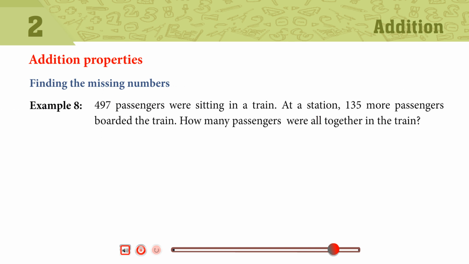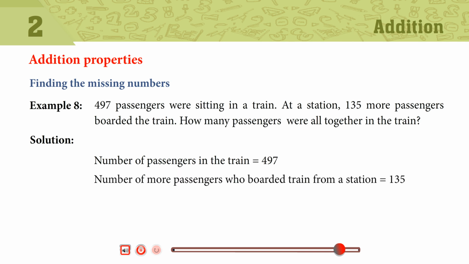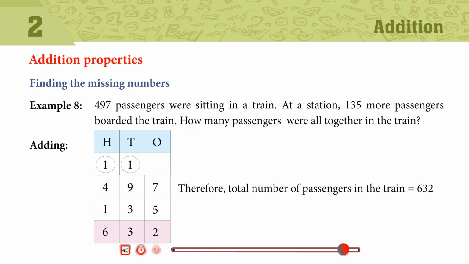Example 8. 497 passengers were sitting in a train. At a station, 135 more passengers boarded the train. How many passengers were altogether in the train? Solution. Number of passengers in the train is equal to 497. Number of more passengers who boarded the train from a station is equal to 135. Therefore, total number of passengers is equal to 497 plus 135. Adding, therefore, total number of passengers in the train is equal to 632.